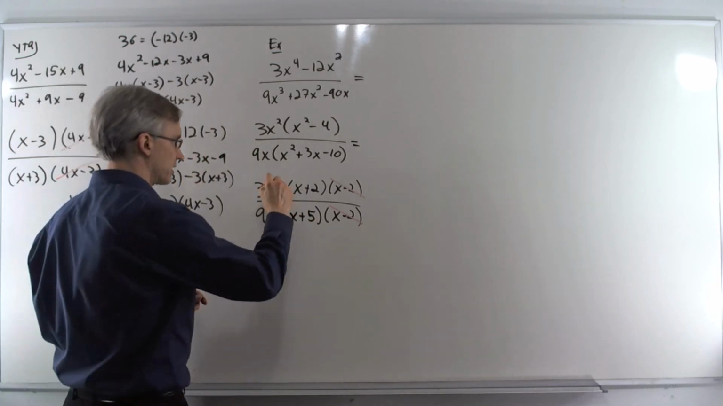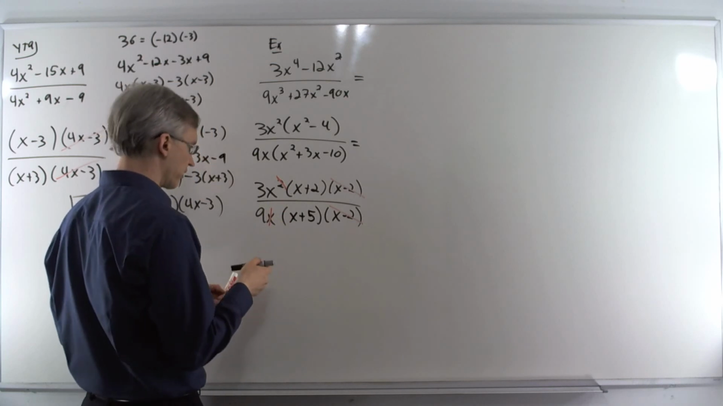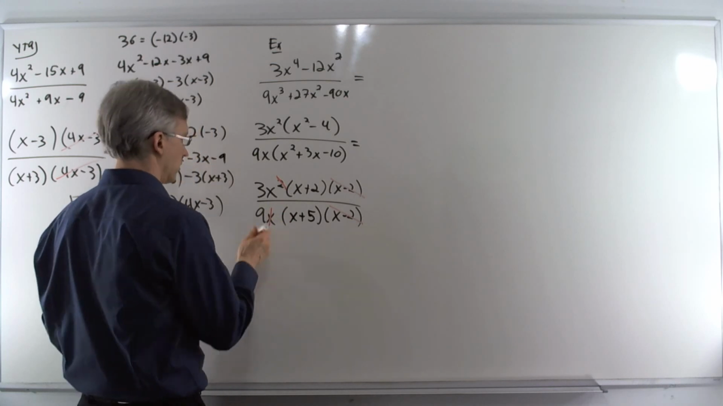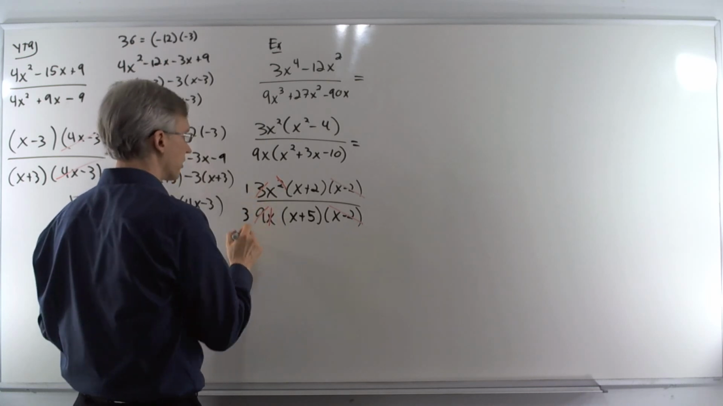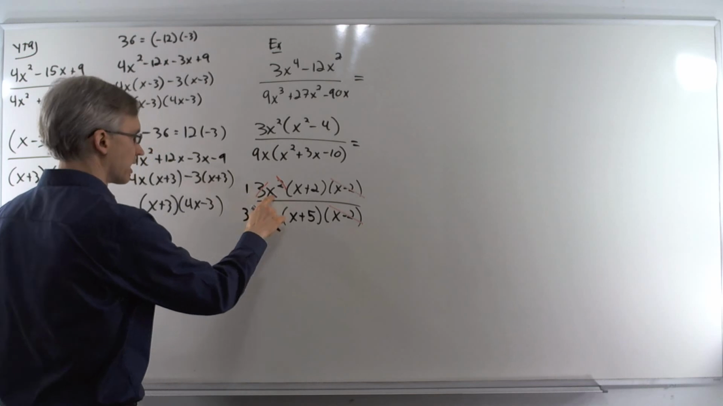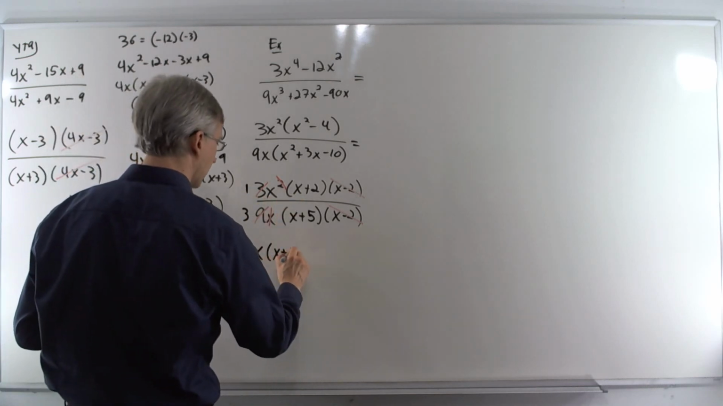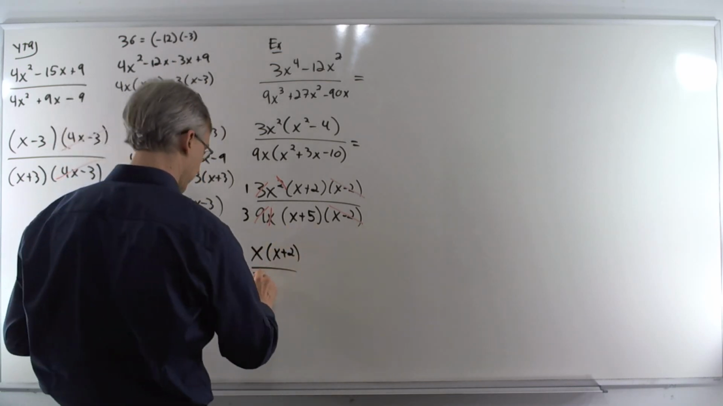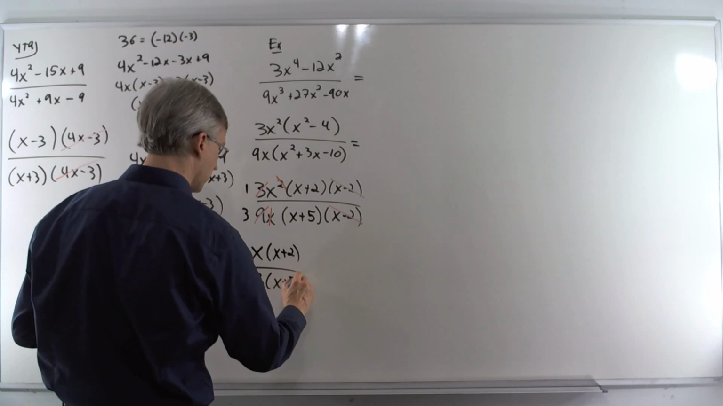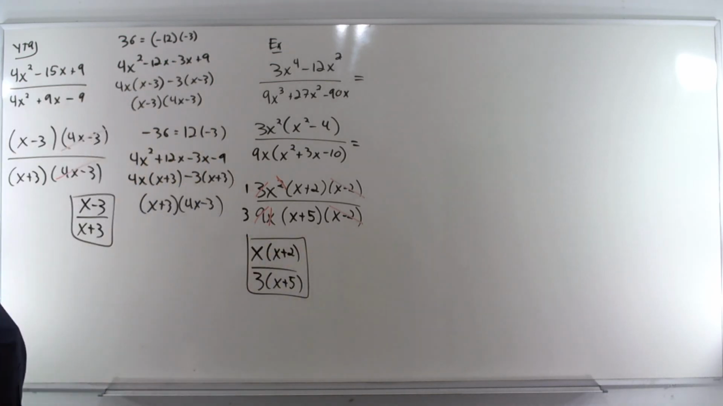Here we've got 2 x's on top, 1 on the bottom, so we'll get rid of one of those. And then 3 over 9 simplifies to 1/3. So let's see what we have left here. We've got 1 times x on top times x plus 2. So x times x plus 2 in the numerator. And in the denominator, we've got 3 times x plus 5. Your turn, number 10.